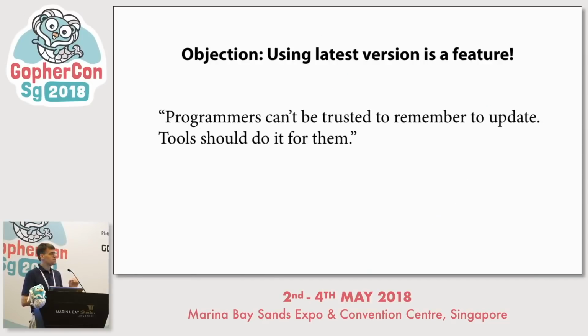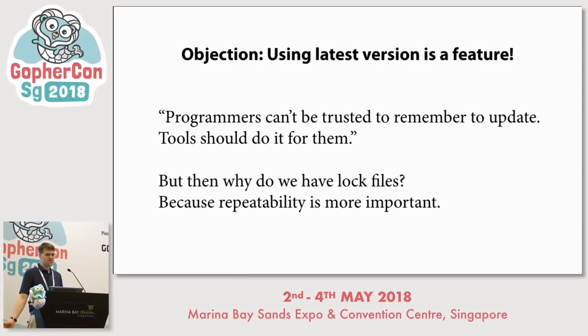The usual first objection to prioritizing repeatability is to claim that preferring the latest version of a dependency is a feature, not a bug. The claim is that programmers either don't want to or are too lazy to update their dependencies regularly. So tools like dep should use the latest dependencies automatically. The argument is that the benefits of having the latest versions, as far as bugs fixed and security problems, outweigh the loss of repeatability. But this argument doesn't hold up.